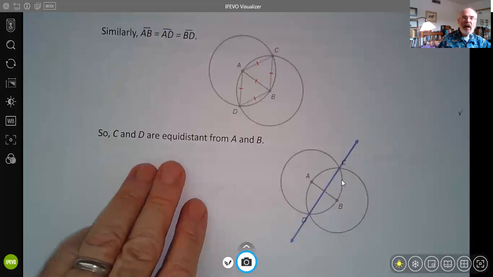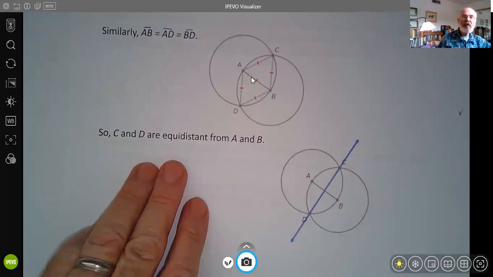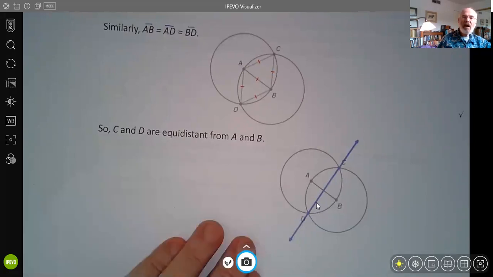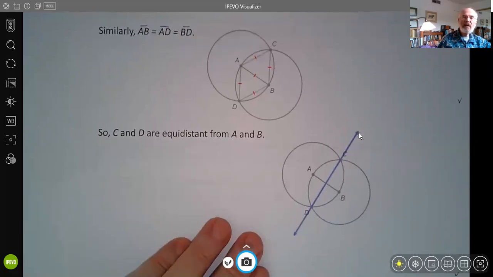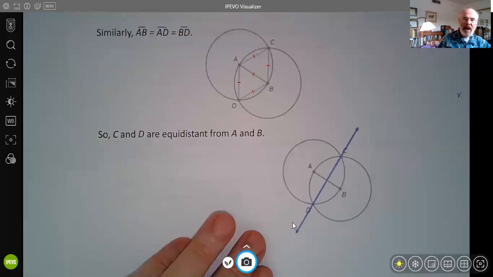So looking at the bottom here, and what we're saying is, look, since you've got these two triangles, this is a perpendicular bisector situation. D and C have got to be equidistant from A and B, right? D is equidistant from A and B, C is equidistant from A and B, because all these measures are the same. So we're going to draw a line that goes from D to C with that thought in mind.